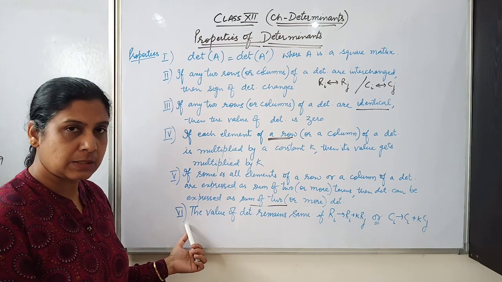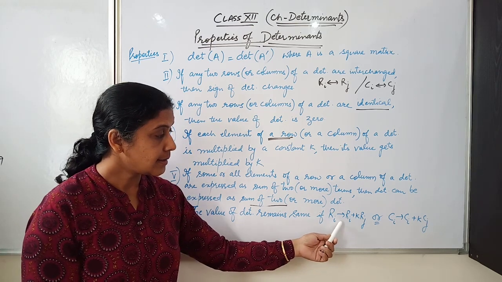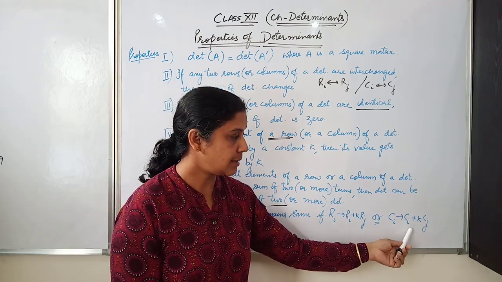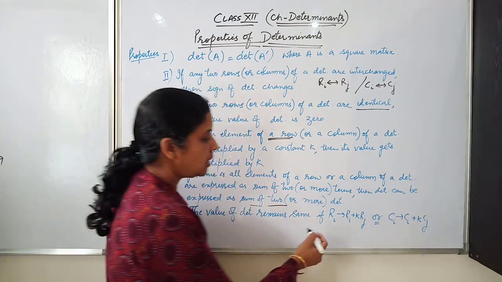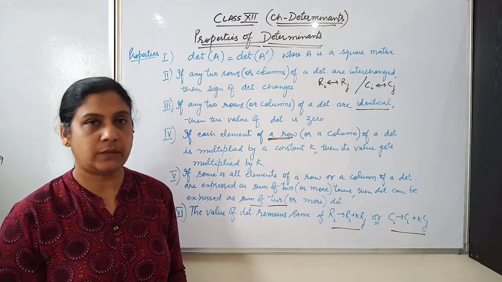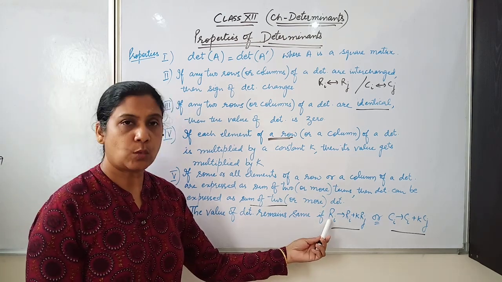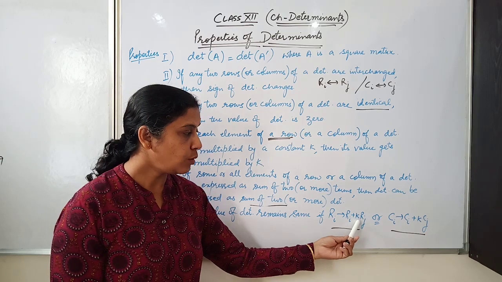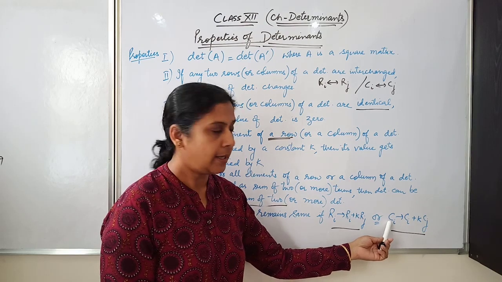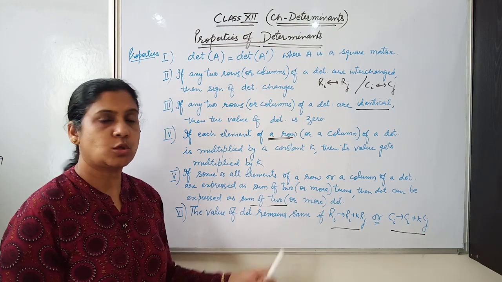Let's come to property 6. The value of the determinant remains the same if Ri is replaced by Ri plus k times Rj, or Ci is replaced by Ci plus k times Cj. These operations you have already done in chapter 3, Matrices, when we say elementary transformations. It means that if I select any row and add equimultiples of any other row to it, or I select any column and add equimultiples of any other column to it, the determinant will remain the same.